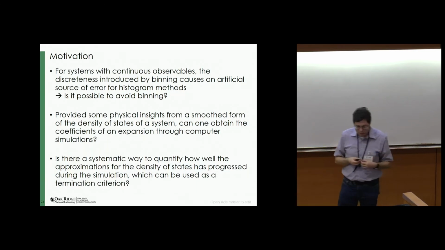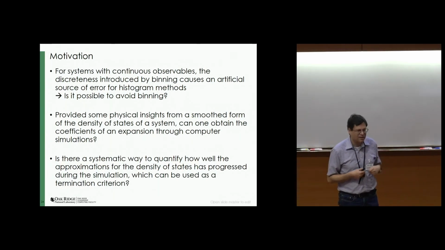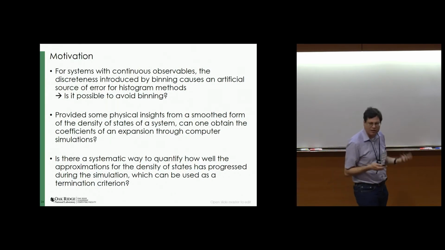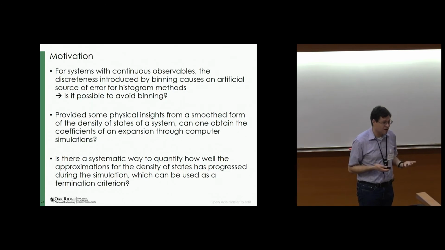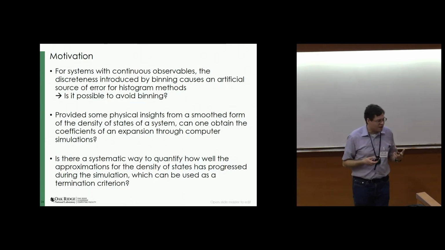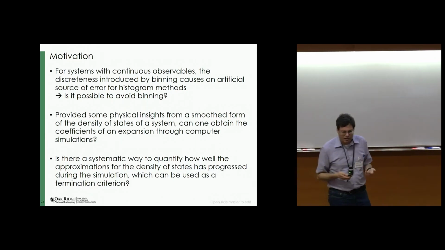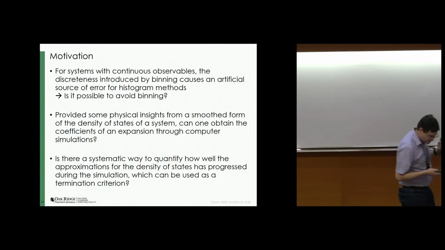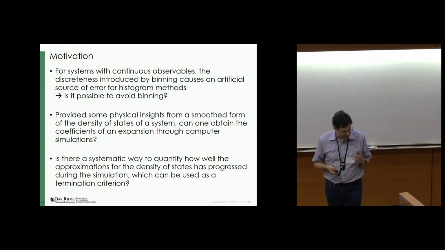Can we construct the density of states as an expansion in terms of some basis functions that will actually make it much easier for us to manipulate it, also in terms of doing this microcanonical analysis, finding the derivatives of the DOS to get the temperature and specific heat and things like this.